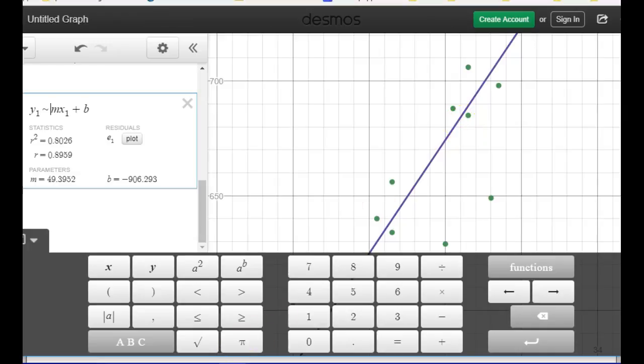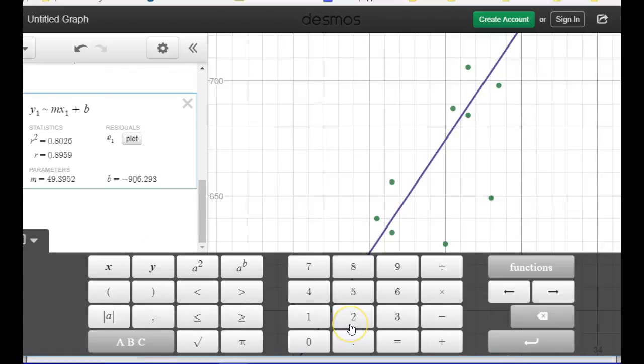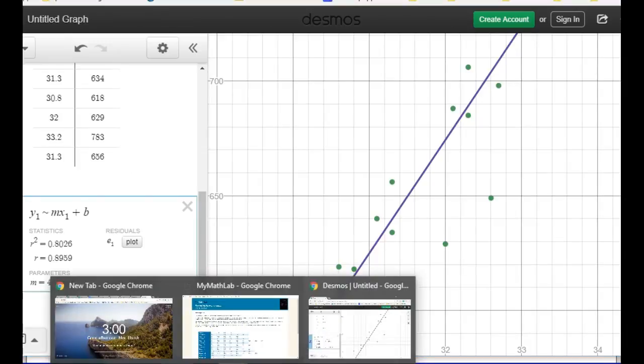So let's go back to this example. There's our line of best fit. I've graphed it, so now I'm interpreting the slope. When I interpret the slope, I can go back to what I'm looking at. The slope would be 49.4. That tells me that for every 1 increase I have in my x, I have a 49.4 increase in my y.